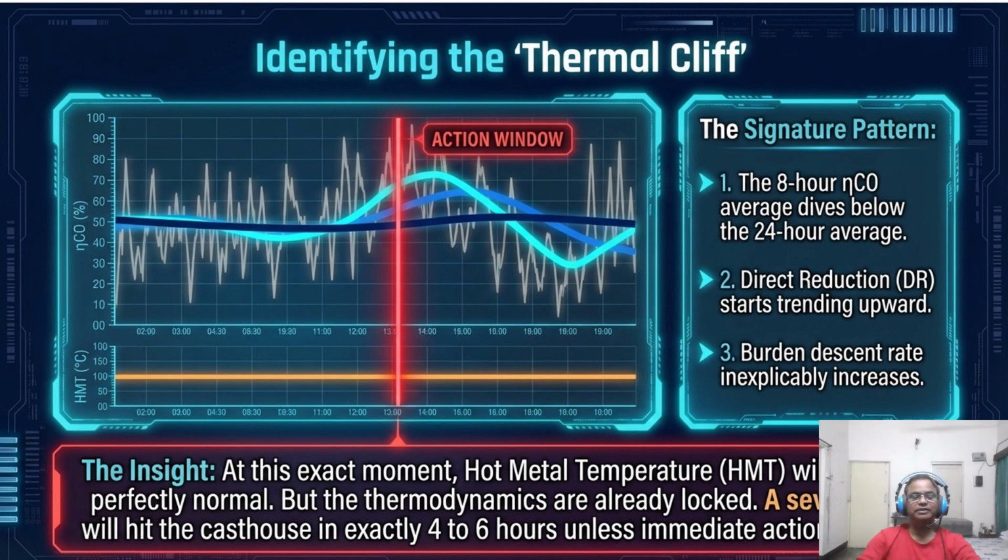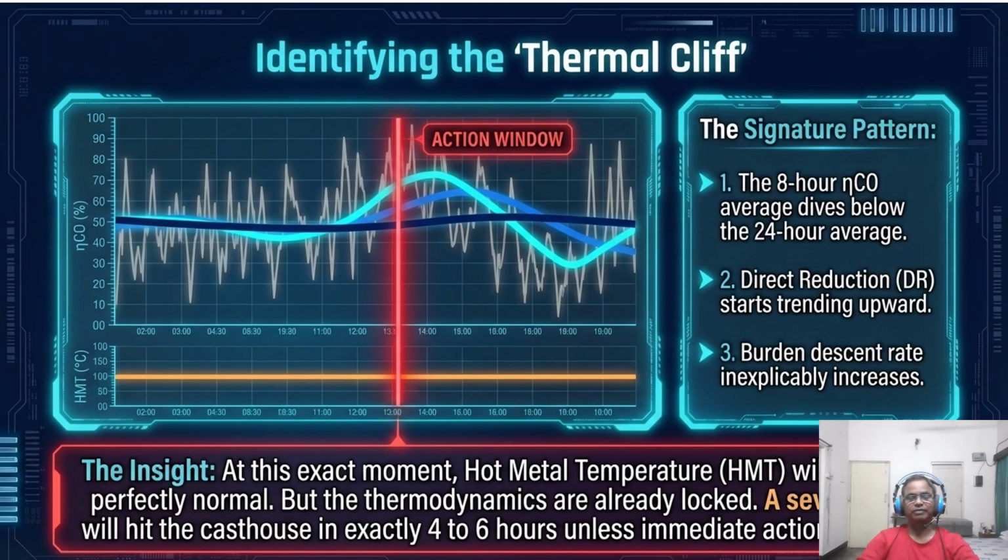So, identifying the thermal cliff. This graph shows the signature pattern of a looming disaster. This is our action window. Notice that at this exact moment, the hot metal temperature at the bottom, the orange line, looks perfectly normal. Everything seems fine, right? Or wrong.